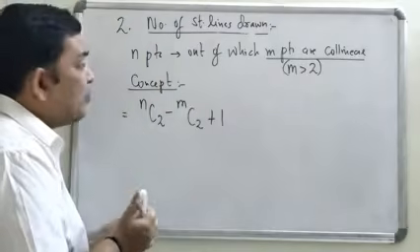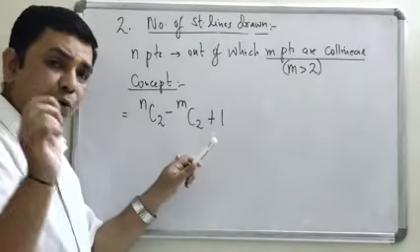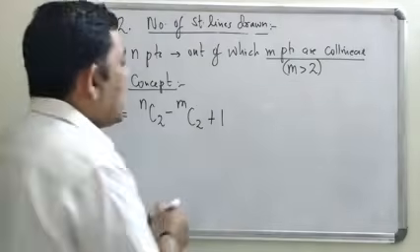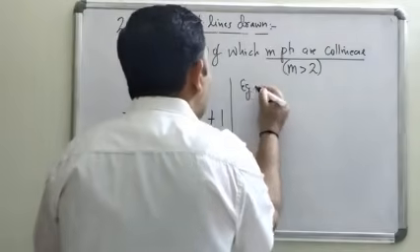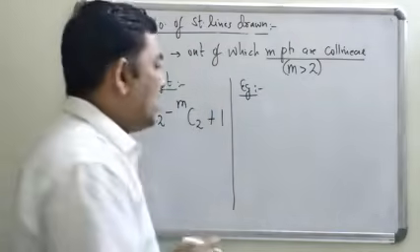So what is the number of straight lines in this case? NC2 minus MC2, you know why we are doing this, and then plus 1. Can we take an example to see this? Okay. Now let us take an example where we are talking about the same 5 points. But now what is the case?